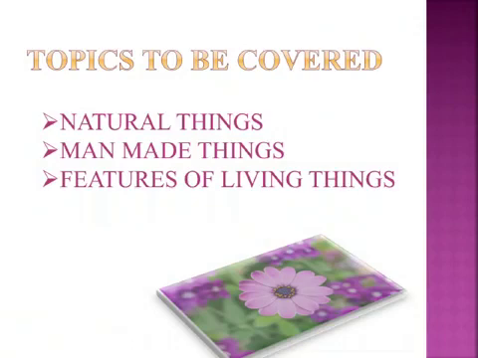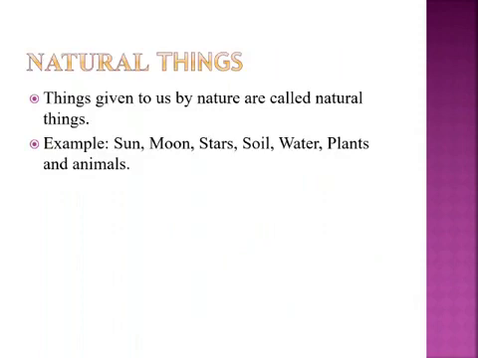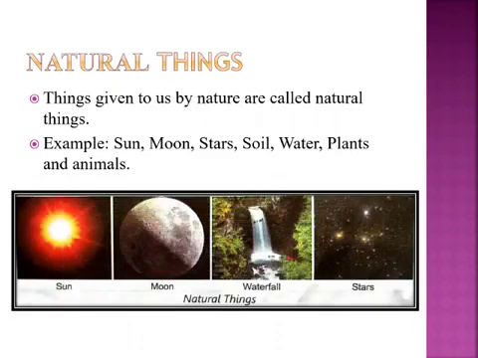The main topics to be covered in this lesson are natural things, man-made things, and the features of living things. Firstly, natural things. Things given to us by nature are called natural things. Examples: sun, moon, star, soil, water, plants and animals, which are shown in the pictures. These are like God's gift for us.